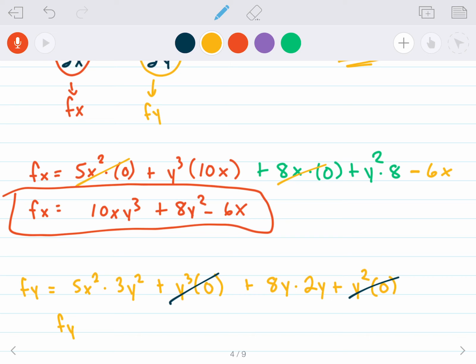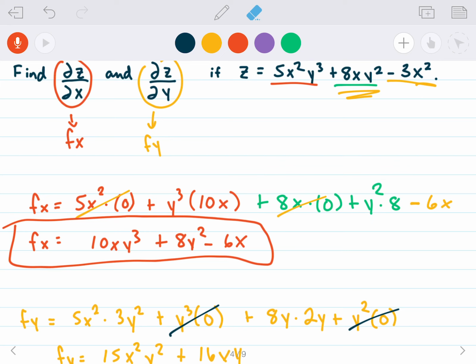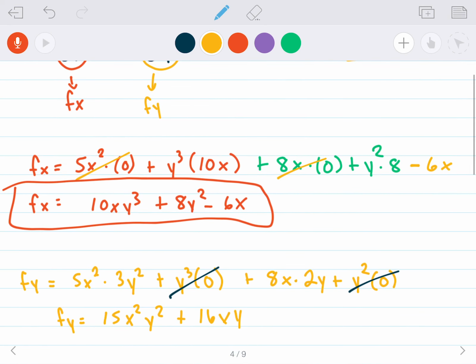Okay, clear out the zeros and simplify. So the partial derivative with respect to y is going to be 15x squared y squared plus 16y squared. I'm sorry, I think I made a mistake here. This is going to be 16xy because, let's see, what did I do? Oh, right, okay. Yeah, so I actually made that a y when I should have kept it as an x. So that is our answer right here.